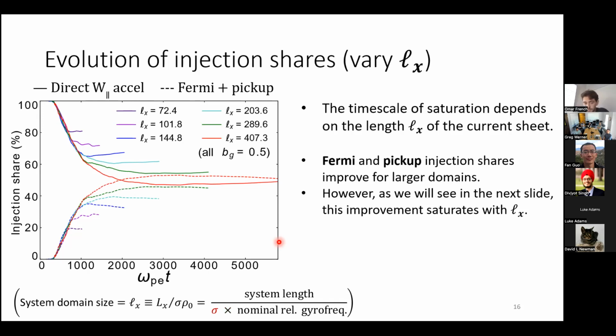This trend does not continue indefinitely. If you use, say, an infinitely large, I don't know how you would do this, but a very large box, you wouldn't see Fermi and pickup injection shares at 100%. We'll see in the next slide that this improvement does saturate and reaches a maximum level.